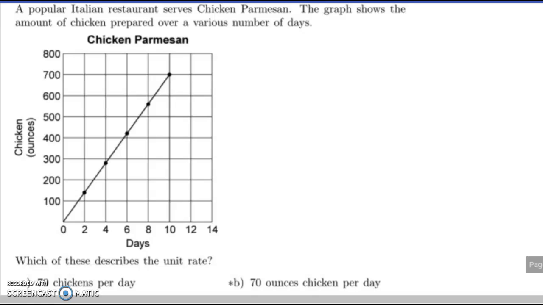This is a popular Italian restaurant that serves chicken parm. The graph shows the amount of chicken prepared over a various number of days. Notice on the bottom that we have our X values, which are the number of days, and they go in increments of 2. Notice on the Y axis, we have the chicken in ounces that they're making for the recipe. So it says, which of these describes the unit rate?